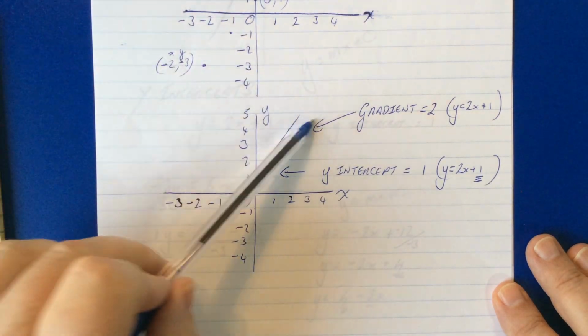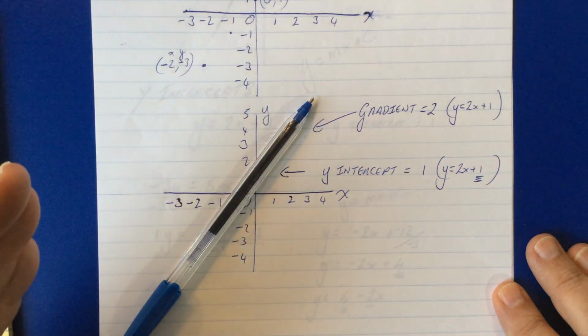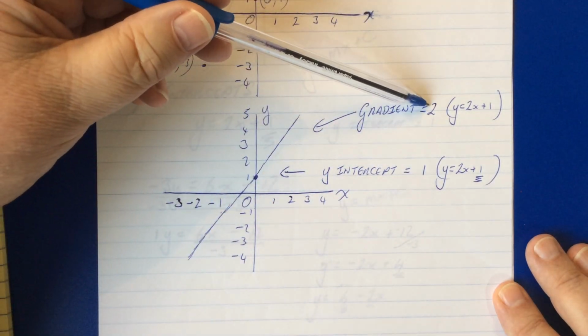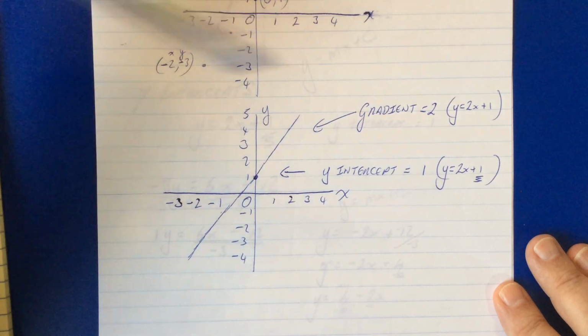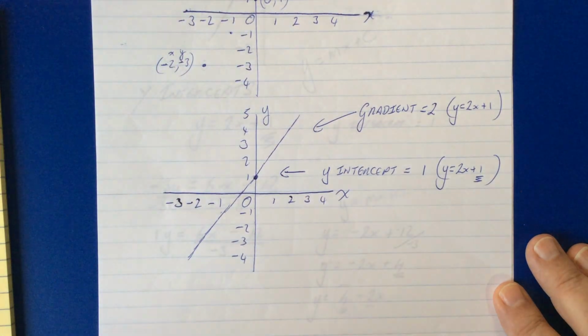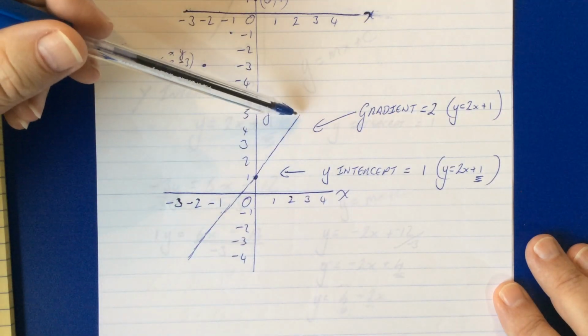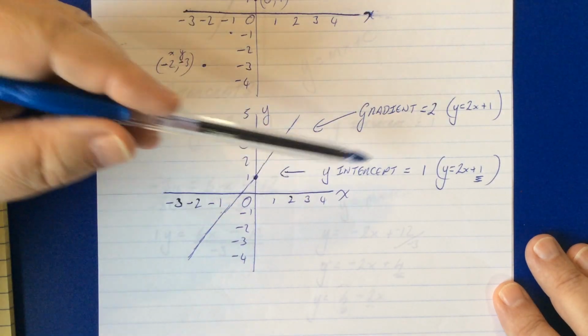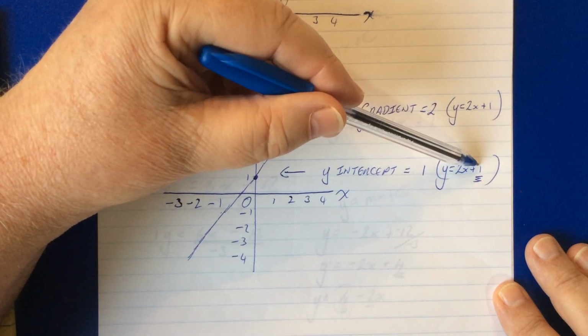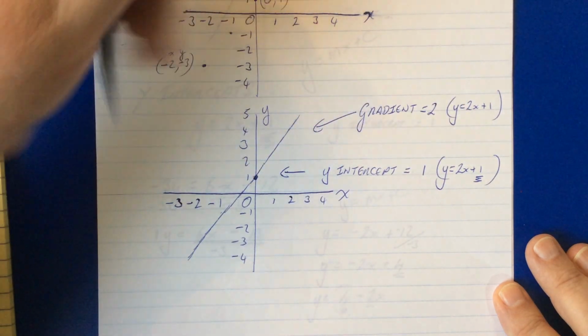That's our line, positive gradient, bottom left to top right. The value of the gradient is 2, and there's a whole separate video on how you actually find that. So have a look at that if you're having a little bit of trouble with this. And the y-intercept is 1. So that number there gives us the gradient, that number there gives us the y-intercept. Okay.